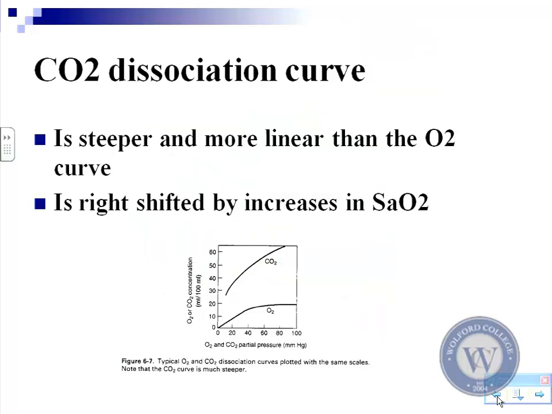If you look at the CO2 dissociation curve, it's much more linear than the oxygen dissociation curve. Because of that, if you hyperventilate somebody, you can get a rapid removal of CO2, and if you hypoventilate, you also get a rapid accumulation of CO2. Most of the time you don't notice it because a person will have an increase in sensor activity, and as a consequence the CO2 is expelled by increasing ventilation.